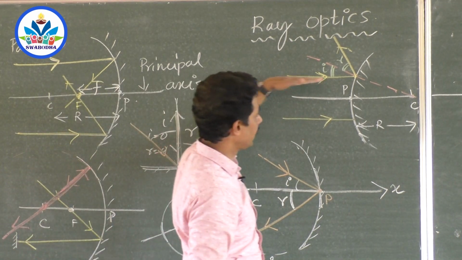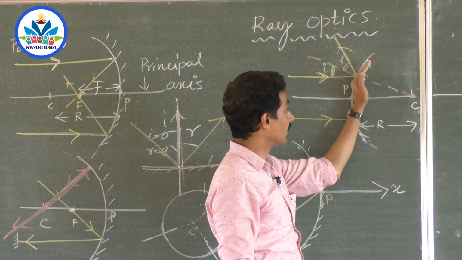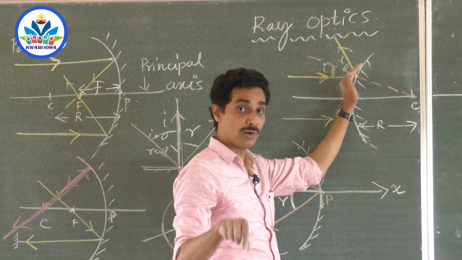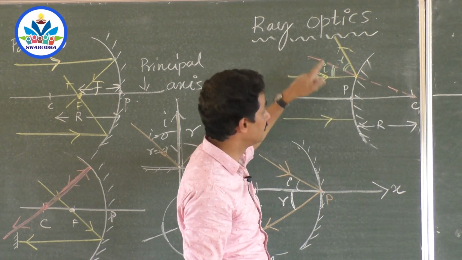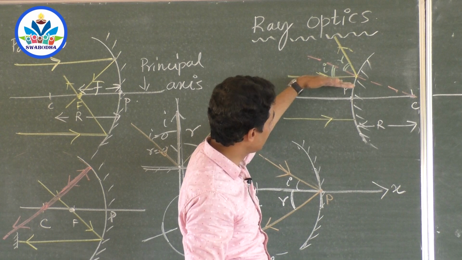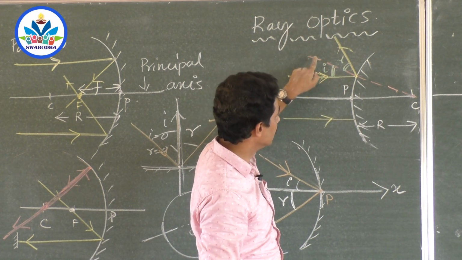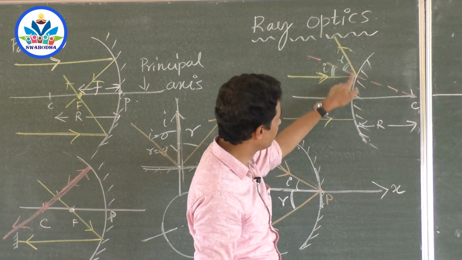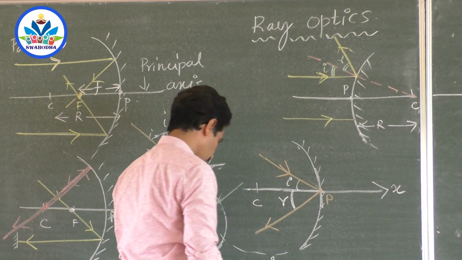Here, a ray of light is incident parallel to the principal axis, but for the curved mirror, it falls at some angle. If you want to know that angle, join the line to the center, that acts like a normal. This is the angle of incidence, incident ray and normal, and it gets reflected at the same angle on the other side. So the angle between normal and reflected ray is the angle of reflection. What about this? That also follows the same path.